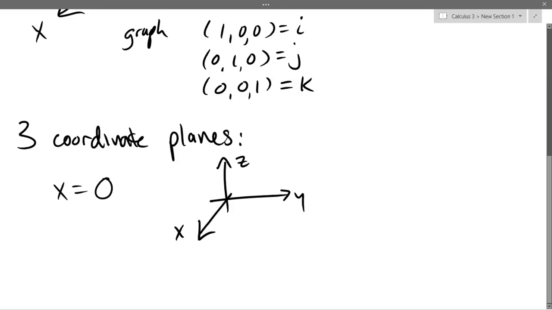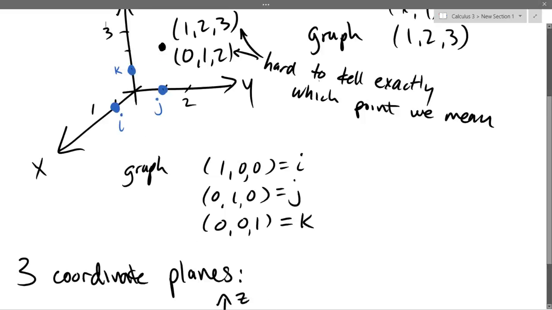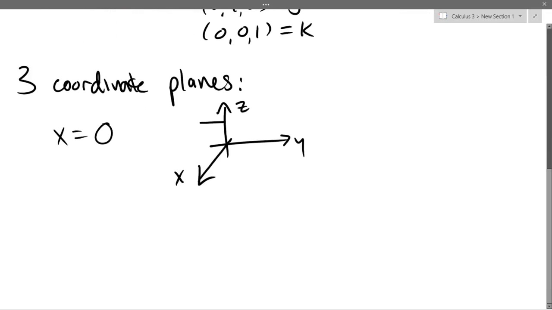And again, it's really hard to draw these. What's the best way to do this? It's easier to describe it in words than it is to try to draw it. How about like that? That'll be the YZ plane. It's probably better to think about it as the equation x equals 0 than it is to try to draw it.